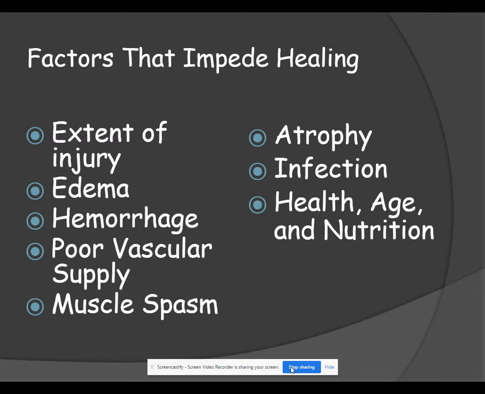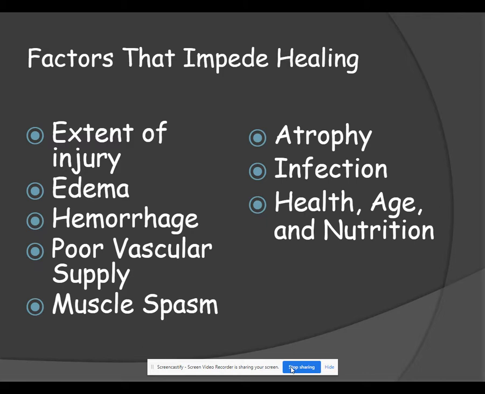Atrophy, it's the wasting away of tissue. So if you are in a cast, if anyone's ever been in a cast, when they took the cast off, that arm or leg is significantly smaller than the other arm and leg because that muscle hasn't been used for 4 to 6 weeks or 6 to 8 weeks, and that muscle is significantly smaller and has to be built back up to the other side.